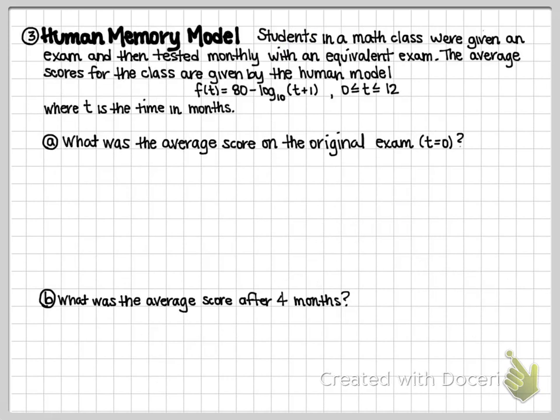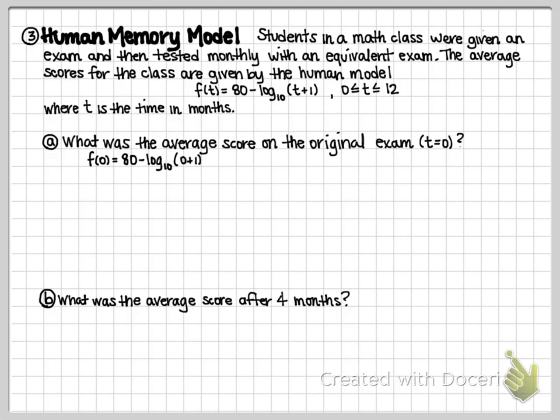Okay, a bit of an application problem. They're given an exam and then tested monthly with an equivalent exam. Average scores for the class are modeled by that equation, where t is the time in months. So the original exam average is when t is equal to 0. Let's just plug in t equals 0. So I want to find f of 0. Everywhere I see a t, I'm going to cram in a 0. So I get 80 minus log base 10 of, plug the 0 in, 0 plus 1.